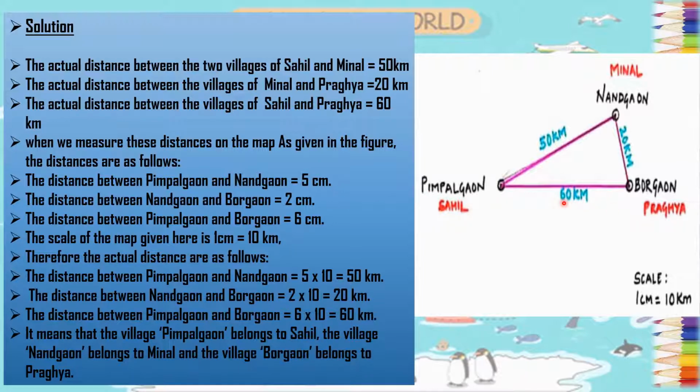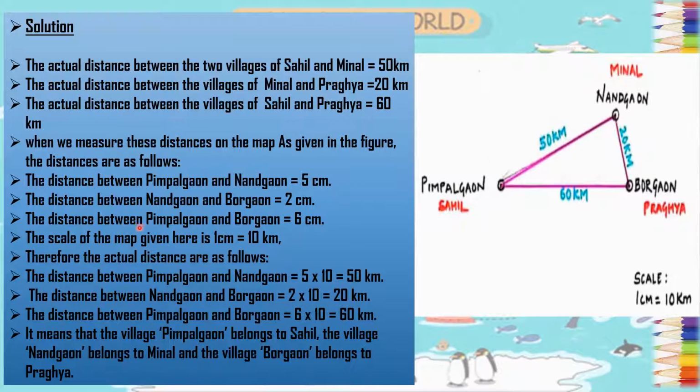So when we measure these distances on the map as given in the figure, the distances are as follows. So the distance between the Pimpalgaon and the Nandgaon, that is these distances, if you measure, this distance will be 5 centimeter.